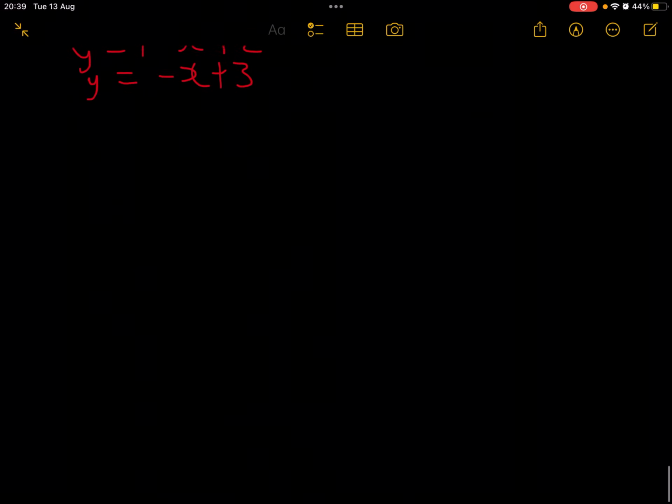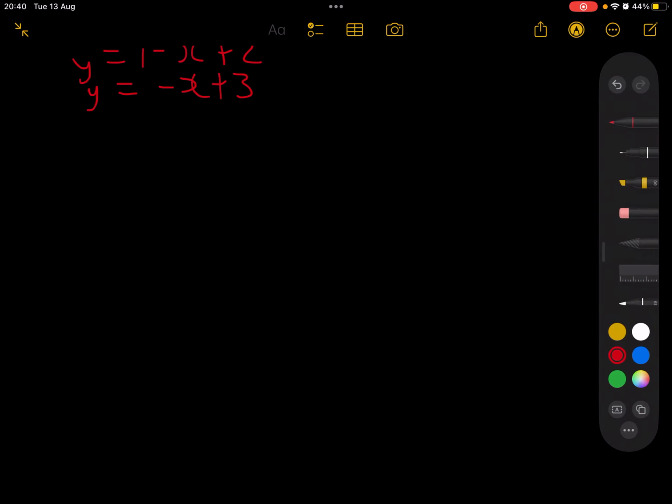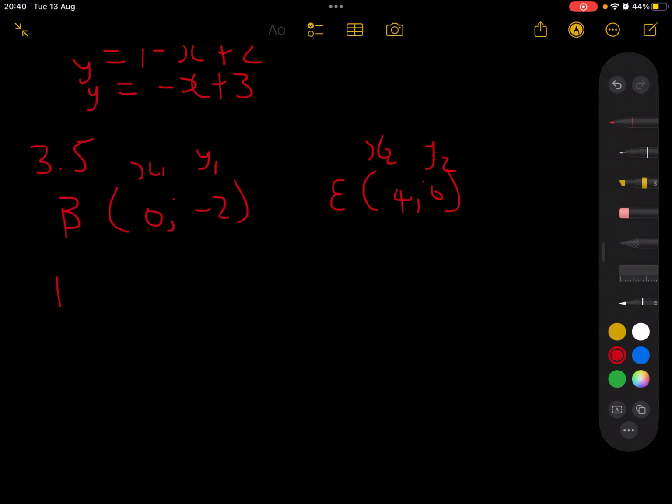BE. Now the coordinates of, first it's number 3.5. Coordinates of B are 0, negative 2, and the coordinates of E are 4, 0. So we can label x1, y1, x2, y2. We want to show that the length of BE is equal to 2 root 5.